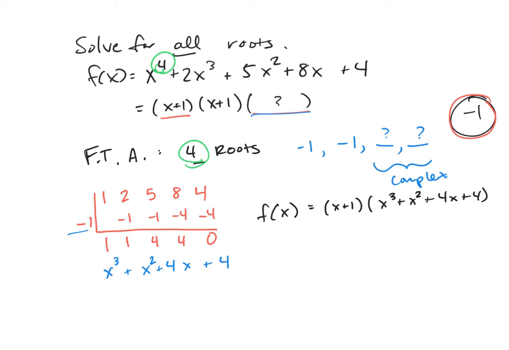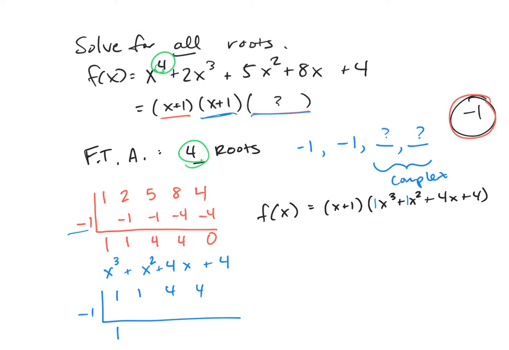a double root here, so I can divide again. So I'm going to go ahead and divide again. I need to be consistent with colors here. It's getting a little tricky, but I'm going to go ahead and divide again. This time again with the coefficients, I've got a 1 there, a 1 there, a 4 and a 4, again with a -1.